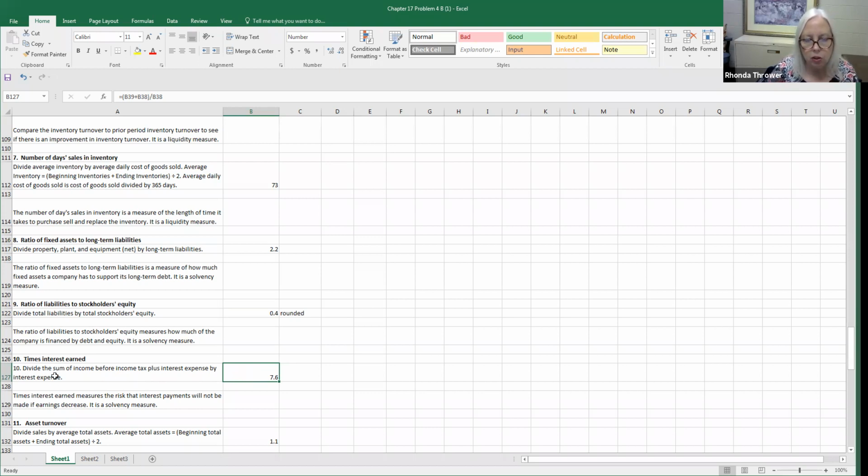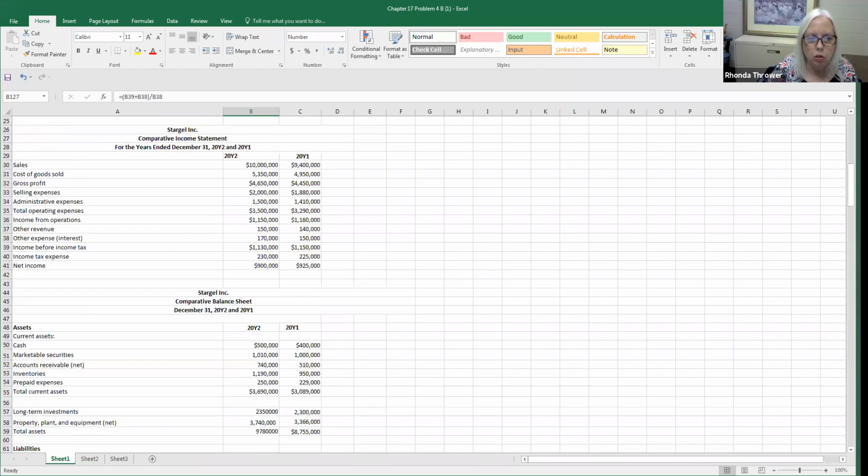So the times interest earned is really telling you how well a company can make interest payments toward its long-term debt. And this company's times interest earned is 7.6 times. Of course, you would want to compare that with what happened in 2001, but they didn't ask us to do that in this problem to see if there was a difference. So if we look at how you figure times interest earned, we need to start with our income statement, where we will find the income before income tax.